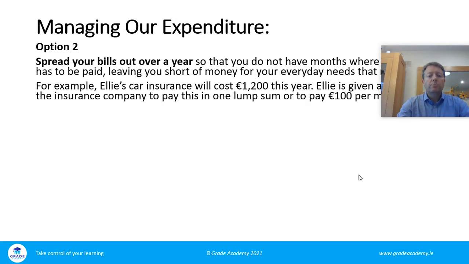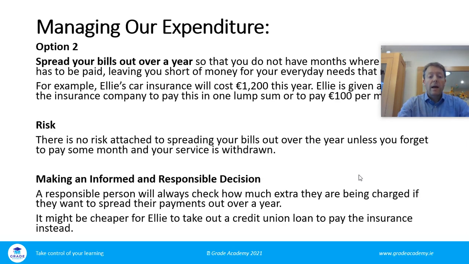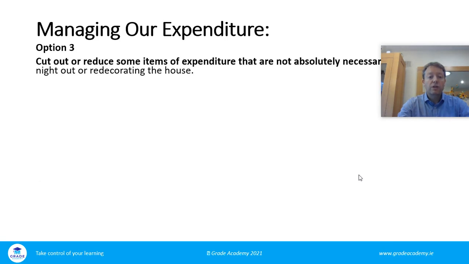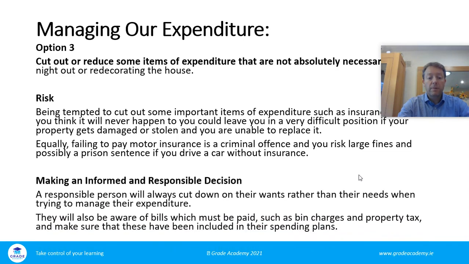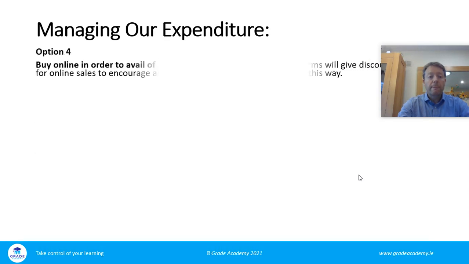Option 2, spread your bills out over a year. You don't have to pay all bills at once. You can spread them out over installments. There's a risk, but make that informed and responsible decision. Option 3, cut out or reduce some items of expenditure that are not absolutely necessary. There's going to be a risk, but make that decision yourself.